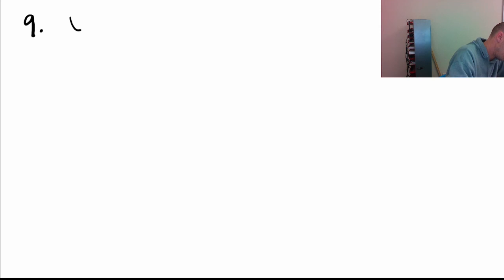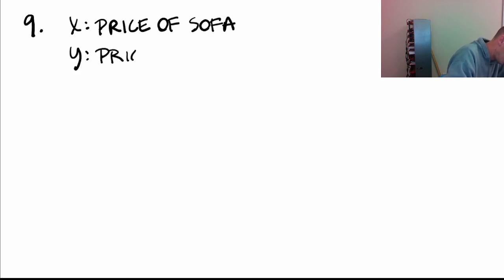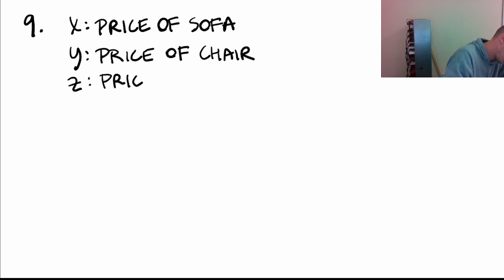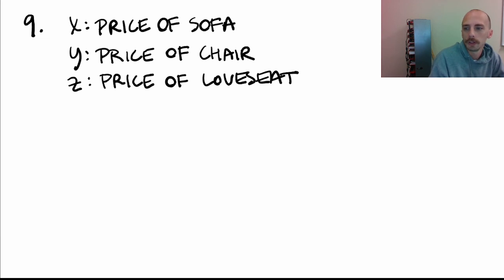So I'm going to define my variables. X is going to be the price of sofa. Y is going to be the price of one chair. That's tricky. And the Z is going to be the price of one love seat, which is like a couch but with only 2 seats instead of 3.